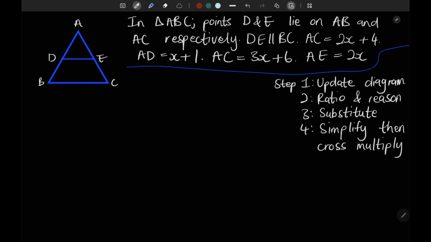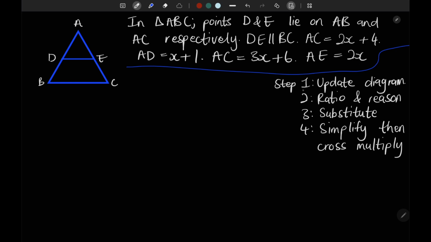Let's do the second example. In triangle ABC, points D and E lie on AB and AC respectively. DE is parallel to BC. AB is equal to 2x plus 4, AD is equal to x plus 1, AC is equal to 3x plus 6, and AE is equal to 2x.